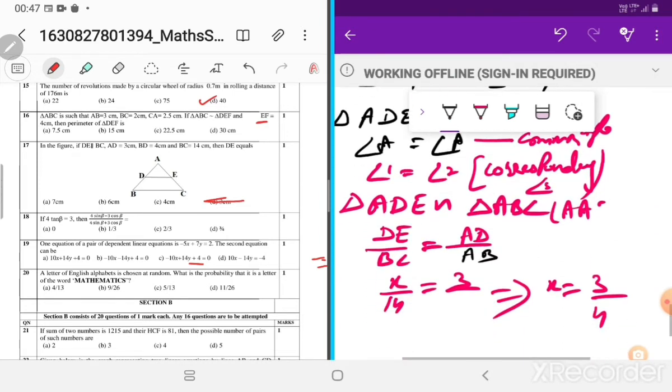Okay, so AD is 3, AB is what? 3 plus 4, that is 7. So what is X? That is 3 into 14 upon 7. So 7 twos are 14, 3 twos are 6. Okay, this way you have to do.